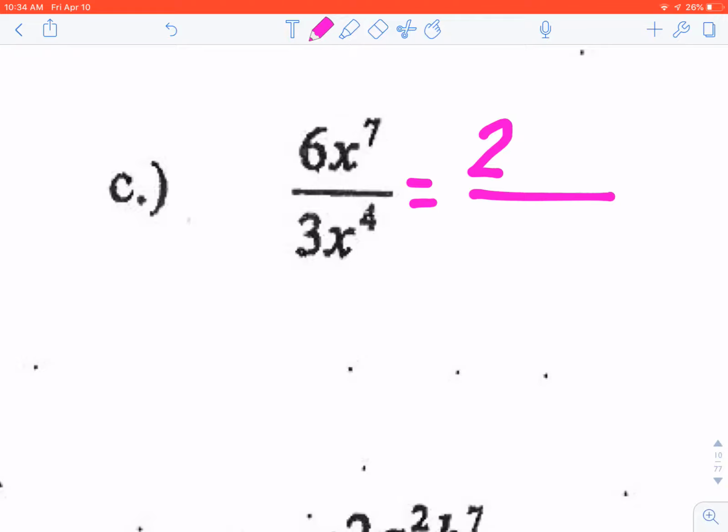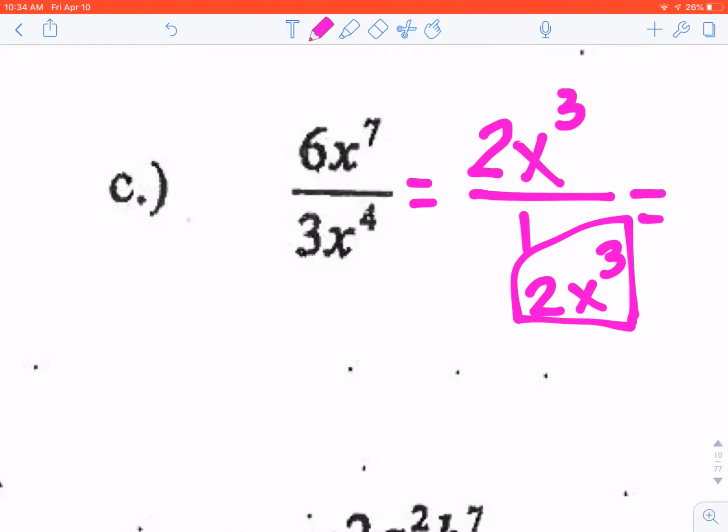And then x to the 7th over x to the 4th. Your base is the same. We're going to take bigger exponent minus smaller. So we're going to keep it on top, because that's where our bigger exponent is. You can put a 1 on the bottom, or if you just completely reduce it, your reduced answer is 2x to the 3rd. Again, that's the same thing as having the 1 on the bottom.